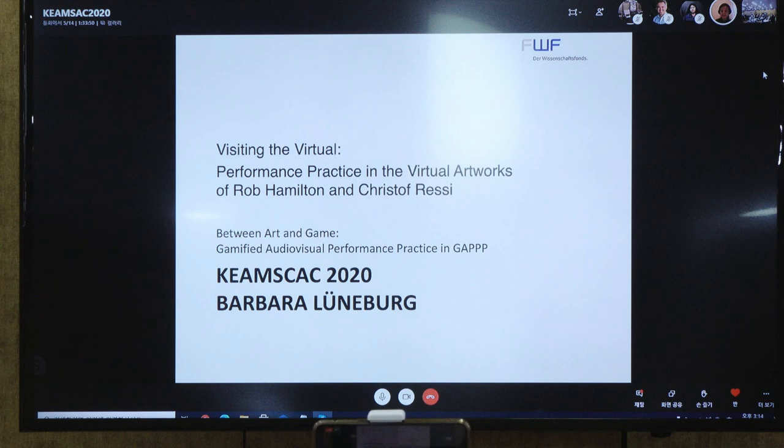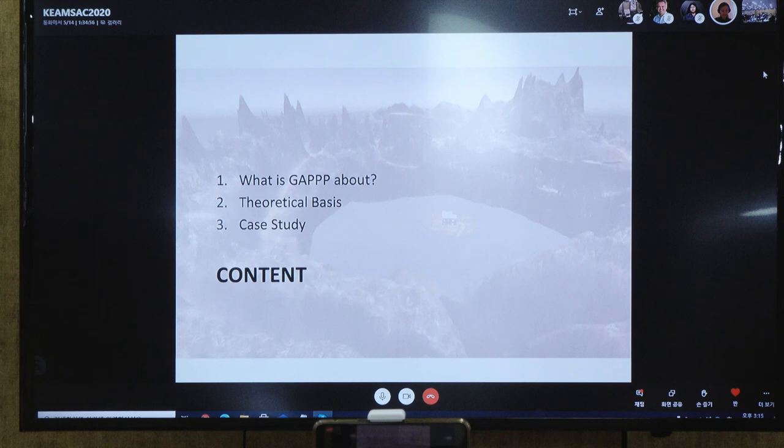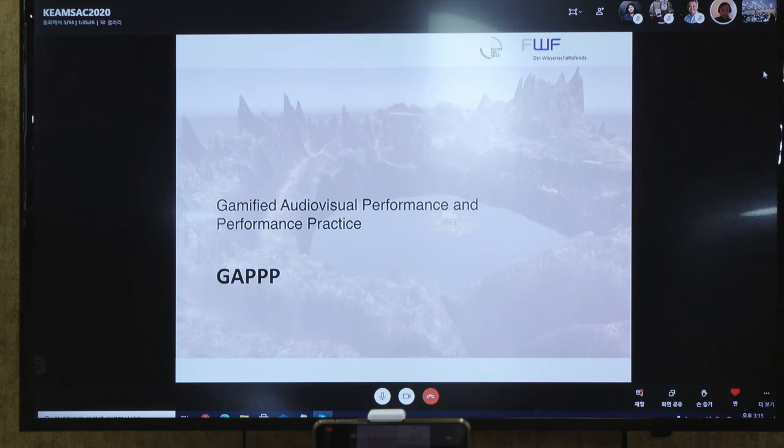So here, a brief overview on the content of today's talk. I will first talk a little bit about what GAPPP is about. Then I will give you some theoretical basis for my analysis. And then I will go deeper into one of the case studies. So let's start with the question of what GAPPP is about. GAPPP stands for Gamified, Audiovisual Performance and Performance Practice.